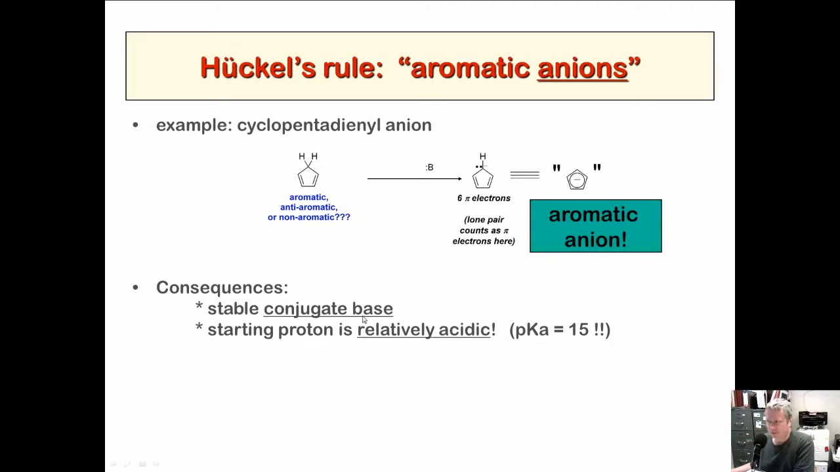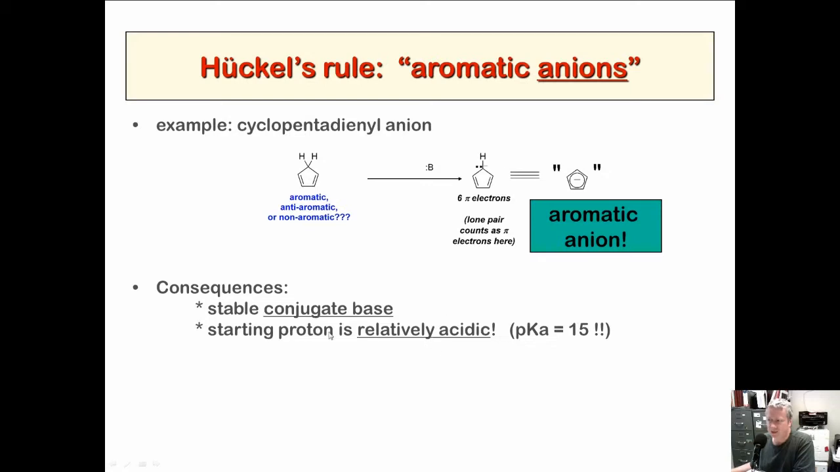It's super stable. When we say conjugate base, what does that mean? Is it the left molecule or the right molecule? It's the right molecule, right? When you have an acidic proton and we take off the proton, it makes a conjugate base. This is stable, right? It's aromatic, so it's as stable as you can get. So this is a super favored reaction, right?